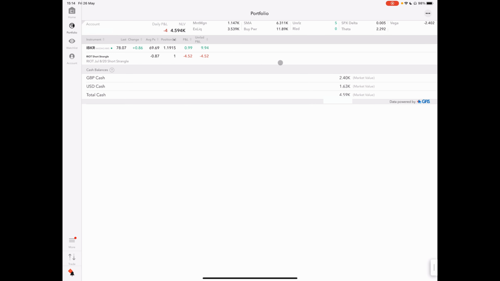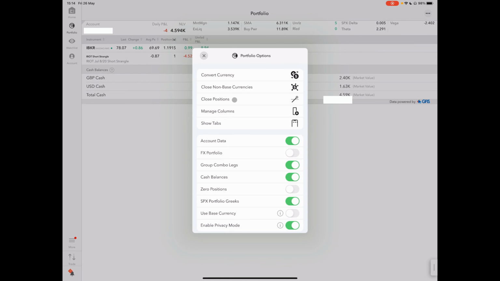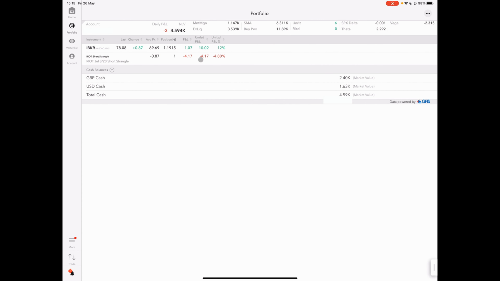Now, how am I going to manage this position? So what I'm going to do actually is change around these columns. So at the moment, this is down by 4.8%, due to the spread and various other things. And all of these things, I did try to get filled quite quickly. So I'm probably down by quite a bit.